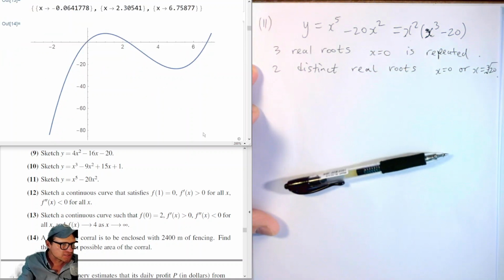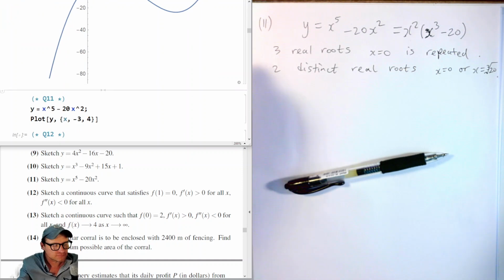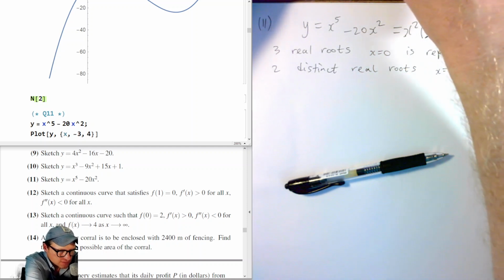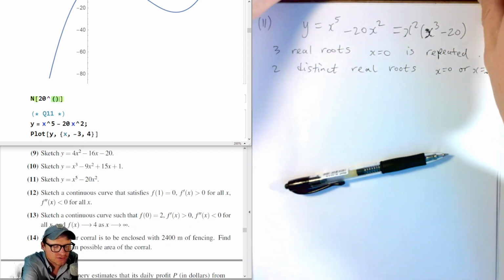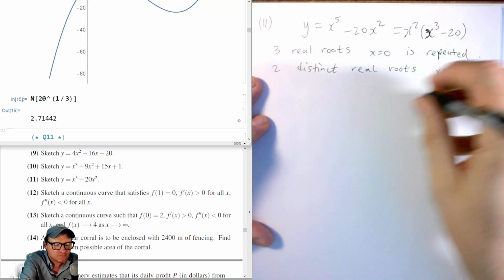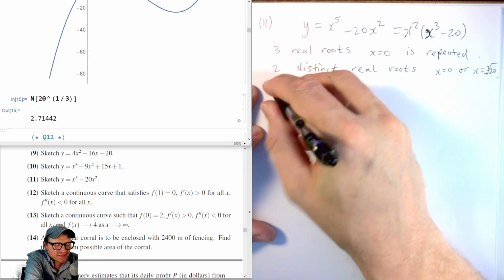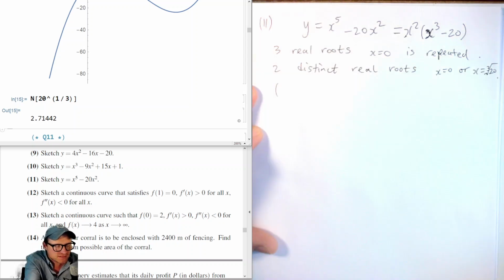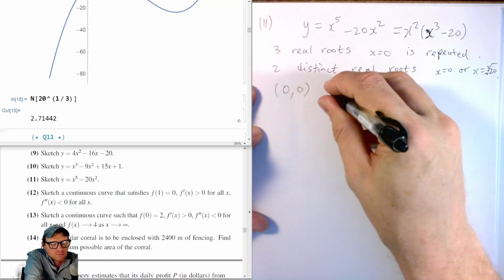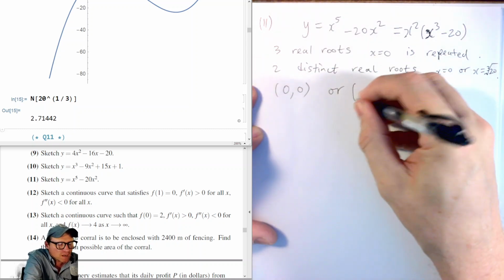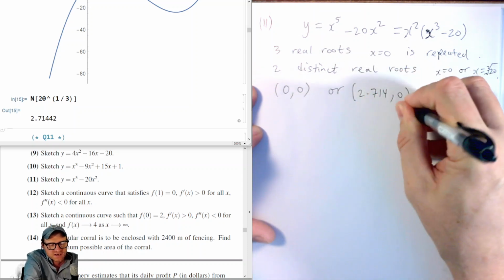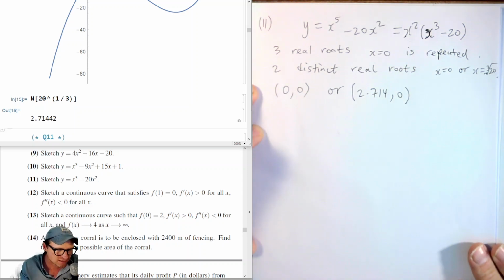Okay, let's get Mathematica to estimate what that is. So numerical estimate for 20 to the power of 1/3. Okay, 2.714. So that gives us 2 approximate points. So we've got 0, 0, or approximately 2.714, okay? So these are our 2 x-intercepts.